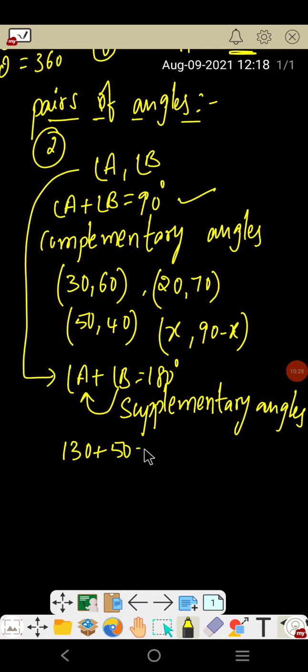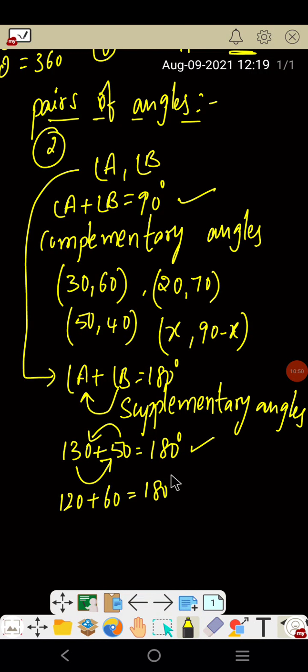Take one example. 130 plus 50 is equal to 180 degrees. Here 130 is a supplement of 50 and 50 is a supplement of 130, because the sum of 130 and 50 is 180 degrees. So these two are called supplementary angles to each other. Take one more example. 120 plus 60 is also 180. Here also both 120 and 60 are supplementary angles to each other. Is it clear? If any one angle is x, then what is the supplementary of x? 180 minus x.